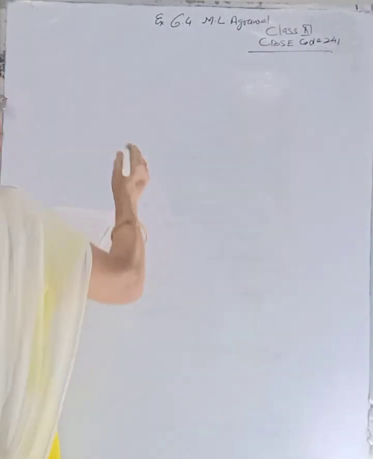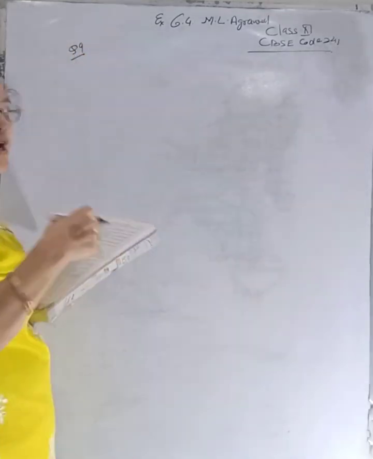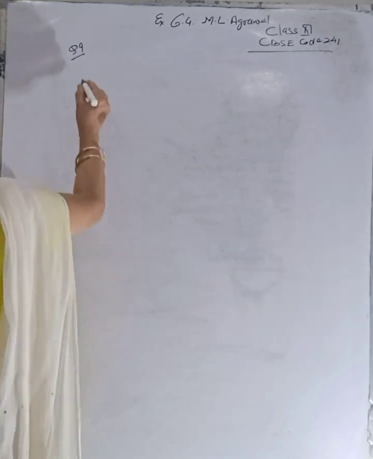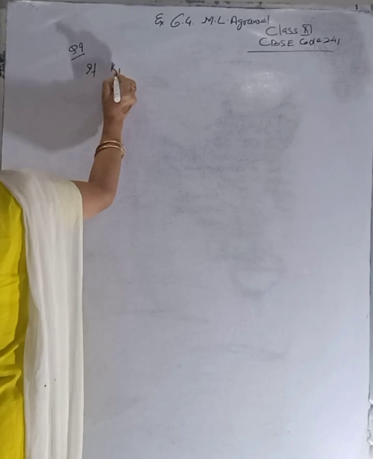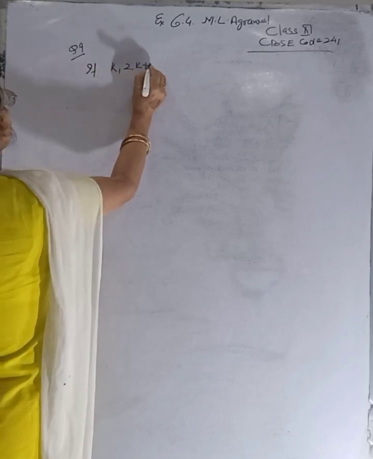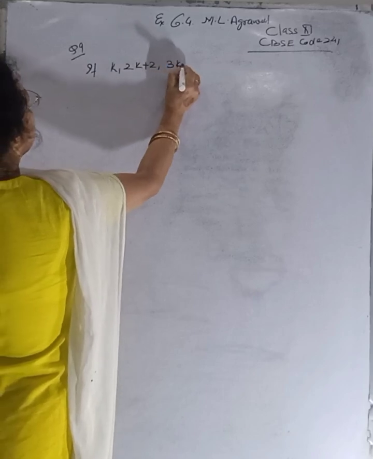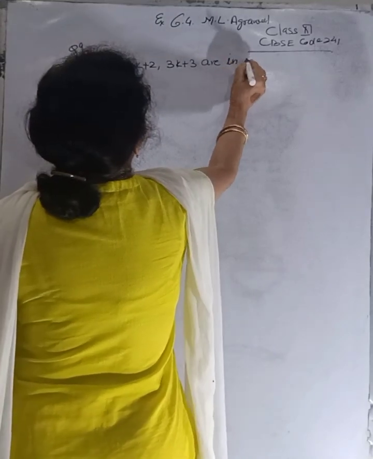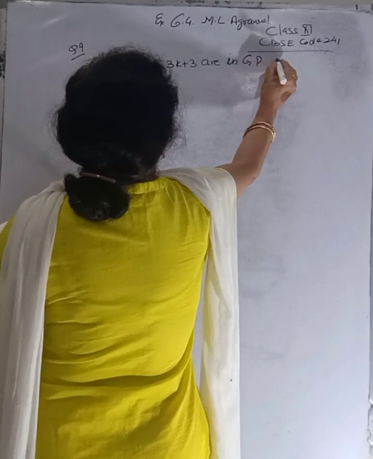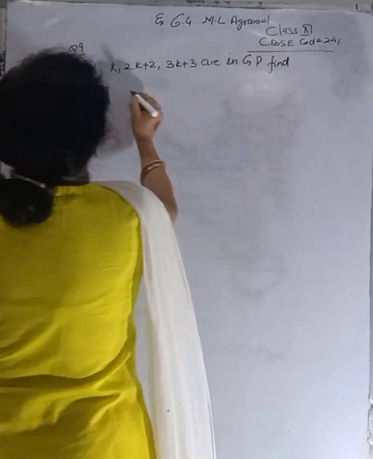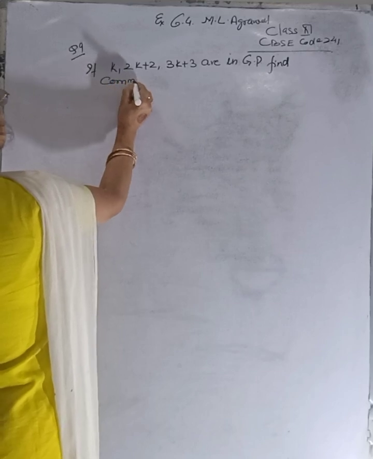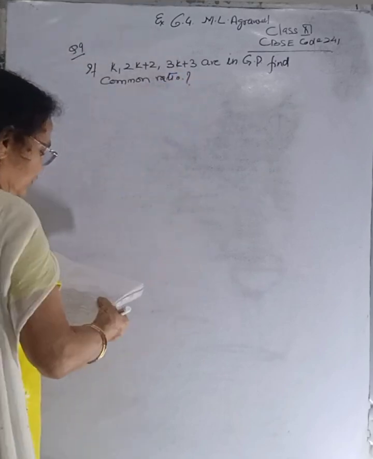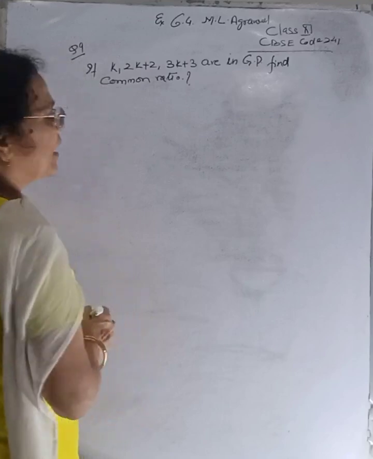Okay. Question number 9. Questions up to 8 have already been done in my previous videos. So the question is: if k, 2k plus 2 and 3k plus 3 are in GP, find the common ratio. It is easy. First of all, we have to find the value of k, then afterward the ratio.